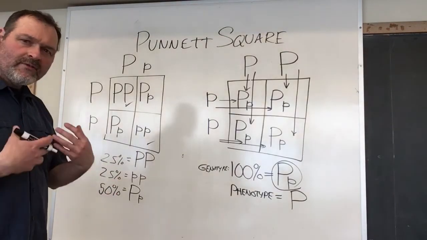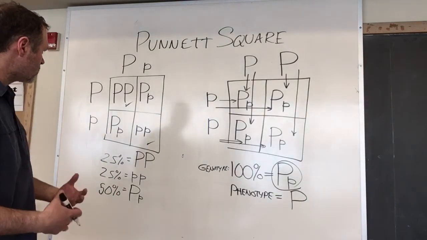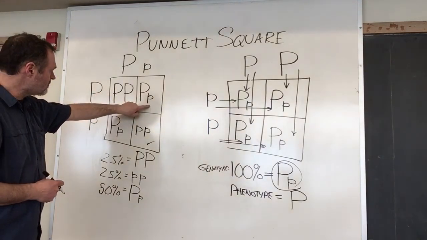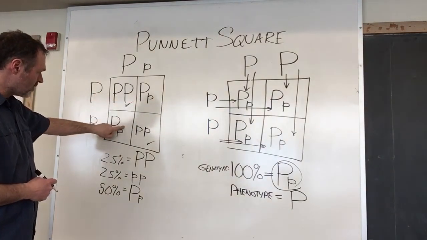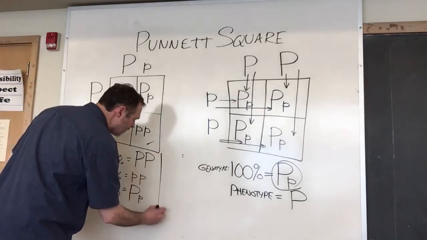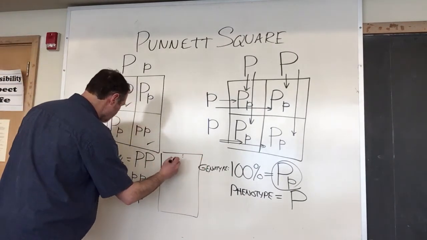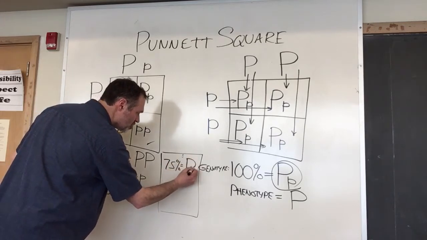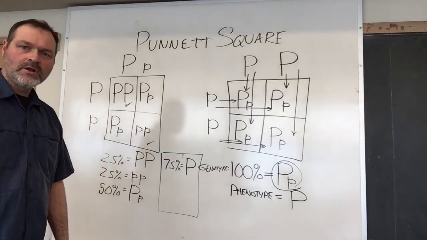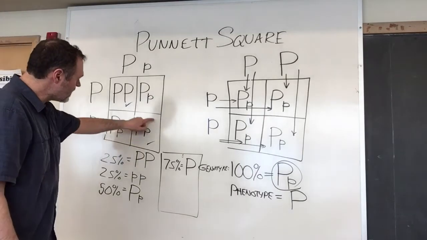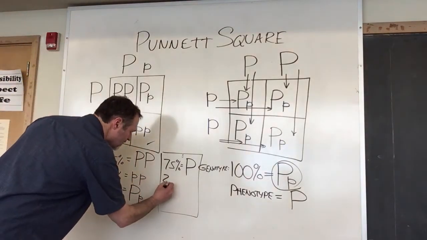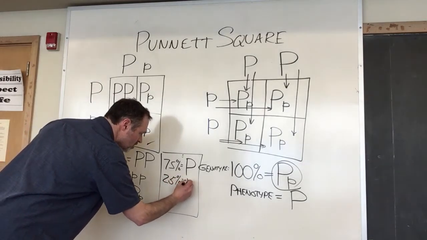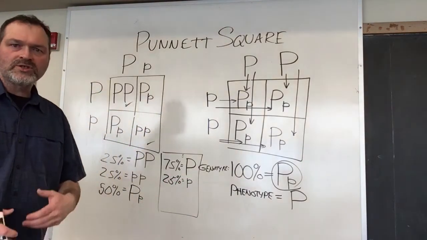Now let's think phenotypes. What's really going to show up? Well, let's see. This one's going to be purple, this one's going to be purple, and this one's going to be purple. So, from a phenotype perspective, I've got 75% that are going to show that purple allele, and I've only got a 25% chance that we're going to show the recessive allele, which is white.